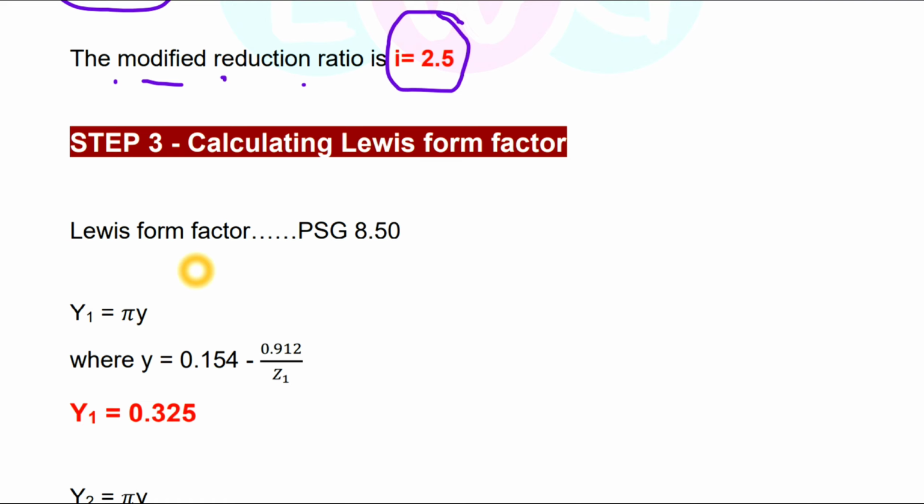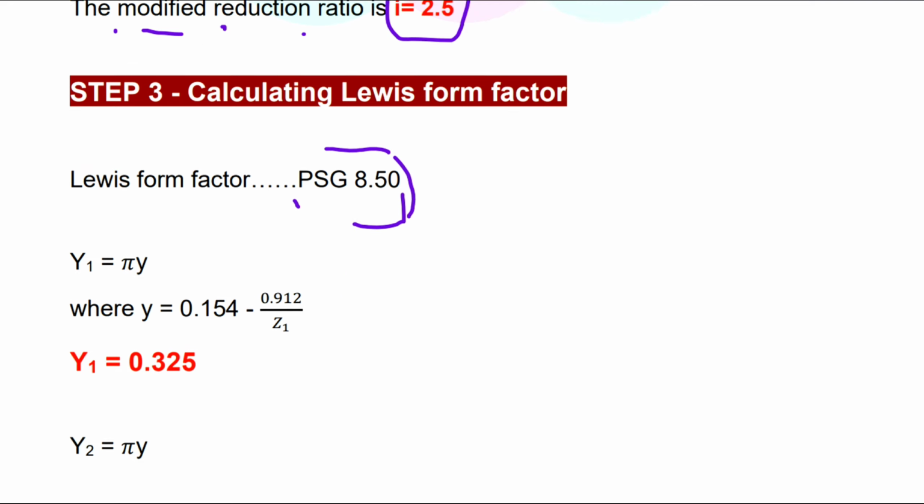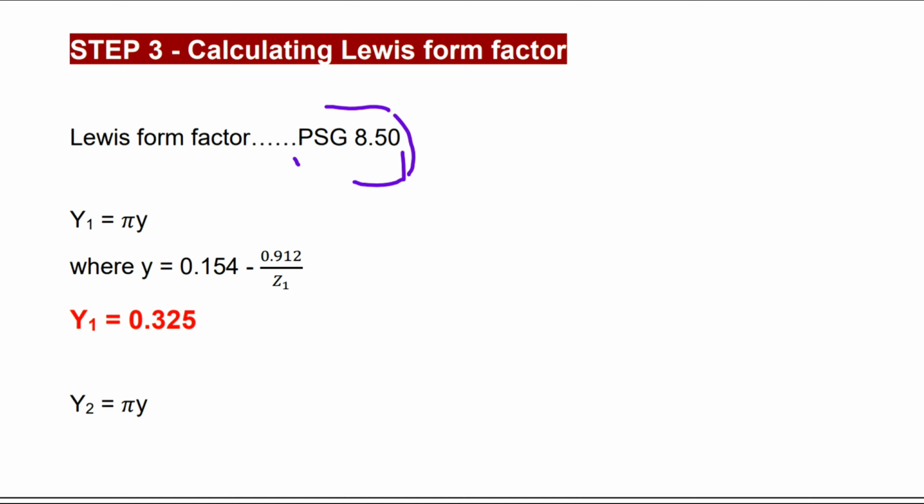Moving to the next step, step number 3, calculating the Lewis form factor. To calculate the Lewis form factor, we will get this formula on PSG 8.50. Y1 is equal to pi y. This is the formula to find the Lewis form factor. Y1 denotes the pinion and Y2 denotes the gear. So Y1 is equal to pi small y.